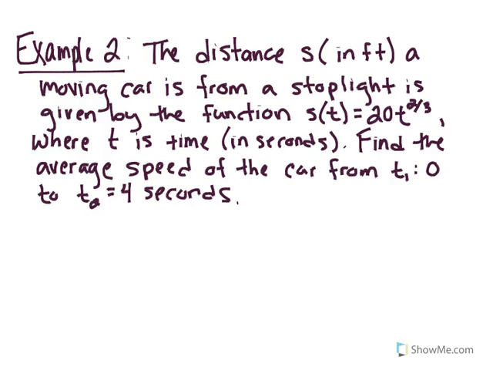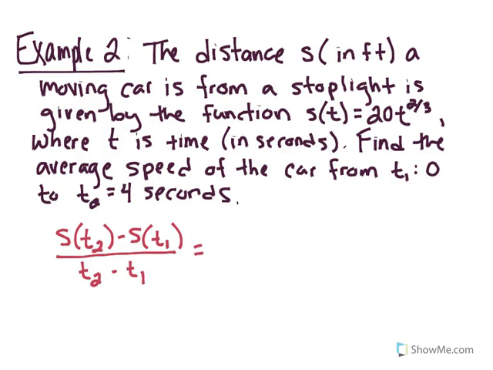It's going to have to be varied a little bit because we have different variables now. We don't have f and x, we have s and t. So this should look like s of t2 minus s of t1 over t2 minus t1. So that's our formula for finding the average speed for this particular problem.